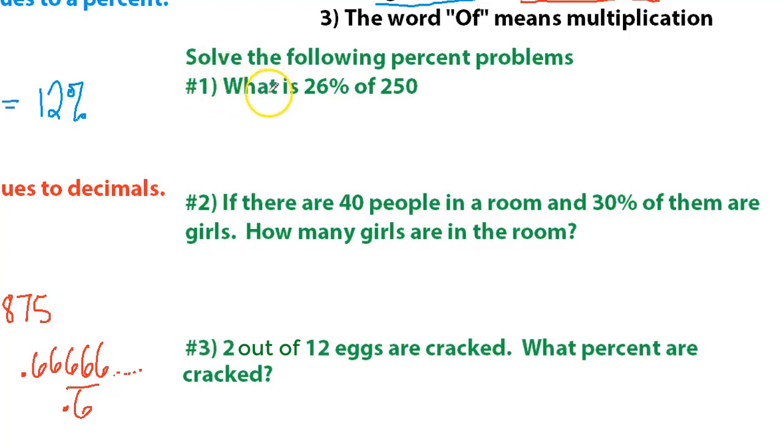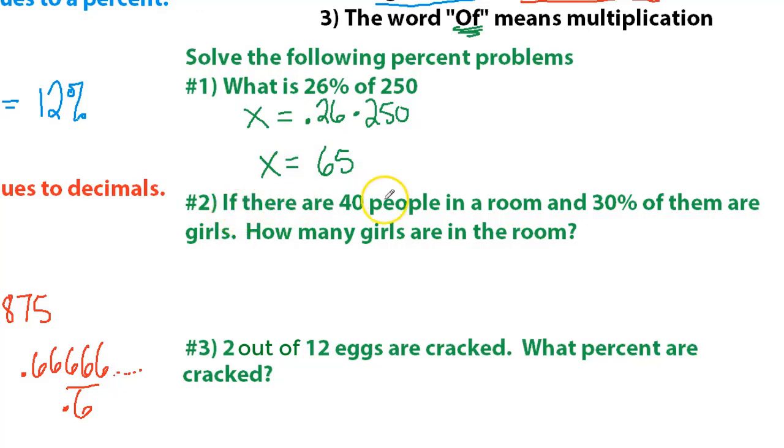Here on number 1, what is 26% of 250? Now the word what means X. The word is means equals. 26%, if I convert that to a decimal, would be 0.26. And remember, the word of, that means multiplication. So for me to get this problem, all I need to do is take 0.26 times 250. When I multiply that out, I get 65.